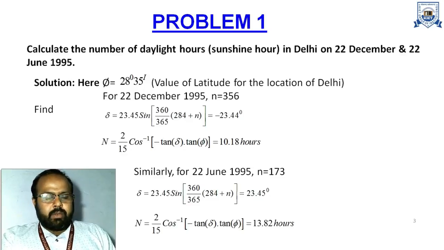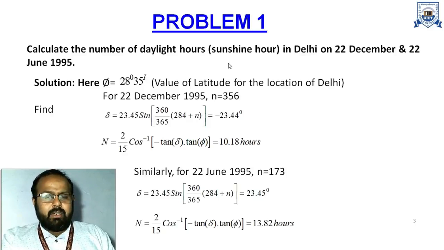First we read the question: calculate the number of daylight hours, sunshine hours, in Delhi on 22 December and 22 June 1995. So here is the solution one by one. Firstly, we have to know the latitude positions of different cities. According to the specified designations, the latitude is considered as phi, and the value of latitude for Delhi is 28 degrees 35 minutes.